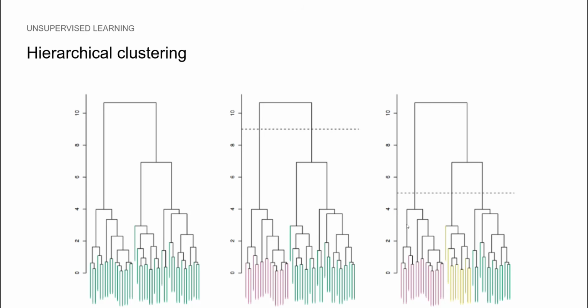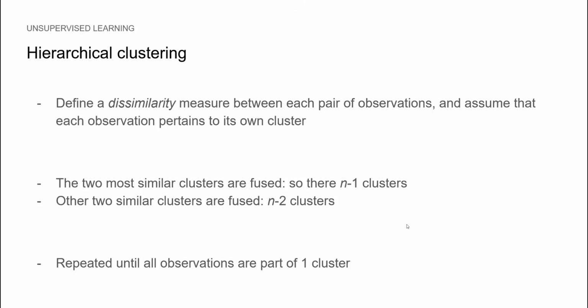We see the individual observations at the bottom, and they are combined into larger clusters as you move up in the y-axis. The algorithm is fairly easy to understand. It starts by defining a dissimilarity measure between each pair of observations, and it assumes that each observation pertains to its own cluster. Note that in this case, the dissimilarity measure is usually the Euclidean distance. Then, the two most similar clusters are combined, so that there are n-1 clusters. The next two are combined, resulting in n-2 clusters. And that is repeated until all observations fall in one big cluster.